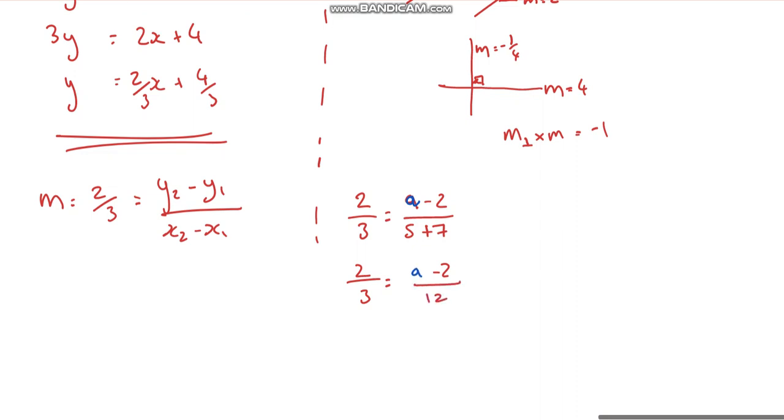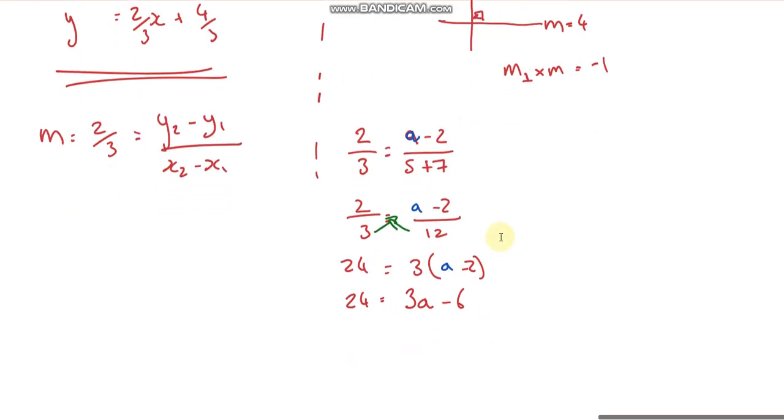At this point we can just cross multiply. I can move the 3 up here and the 12 up there. So 24 is equal to 3. Oh, whoops. Of a take away 2. Break out your bracket. I'll just write it in red this time because I'm getting bored of changing the colours. 30 is 3a, so then a is going to be 10.